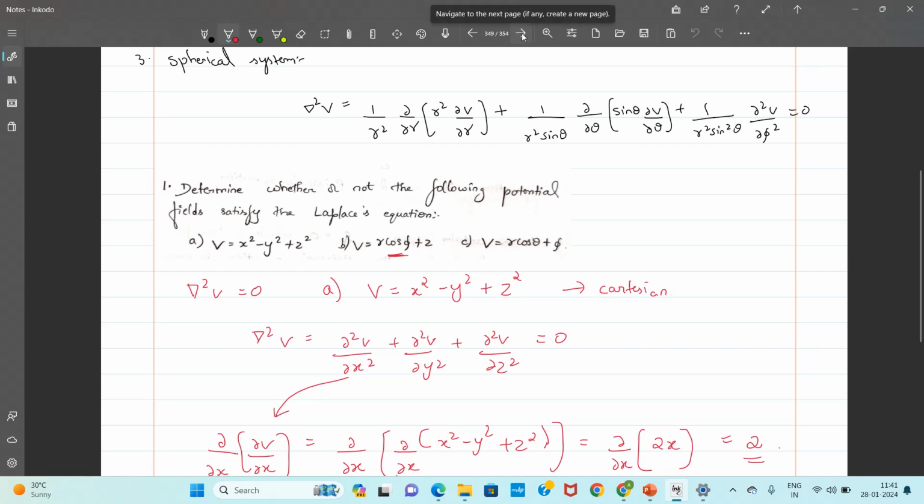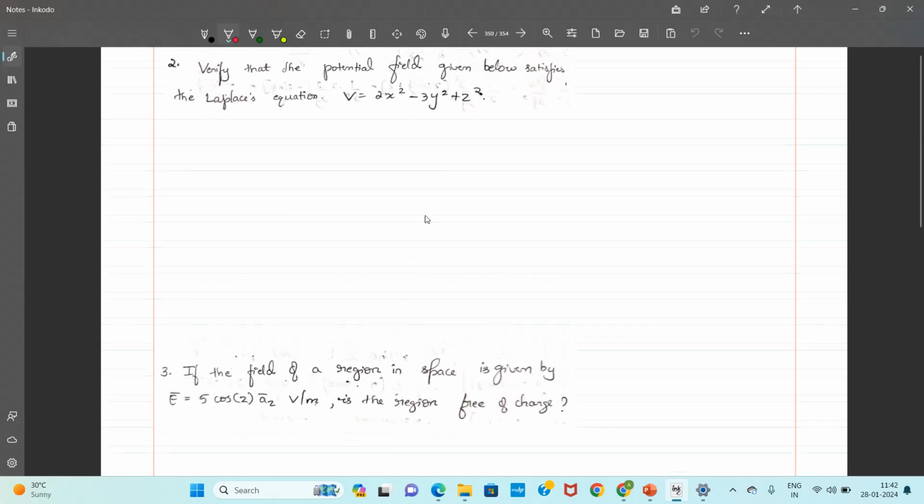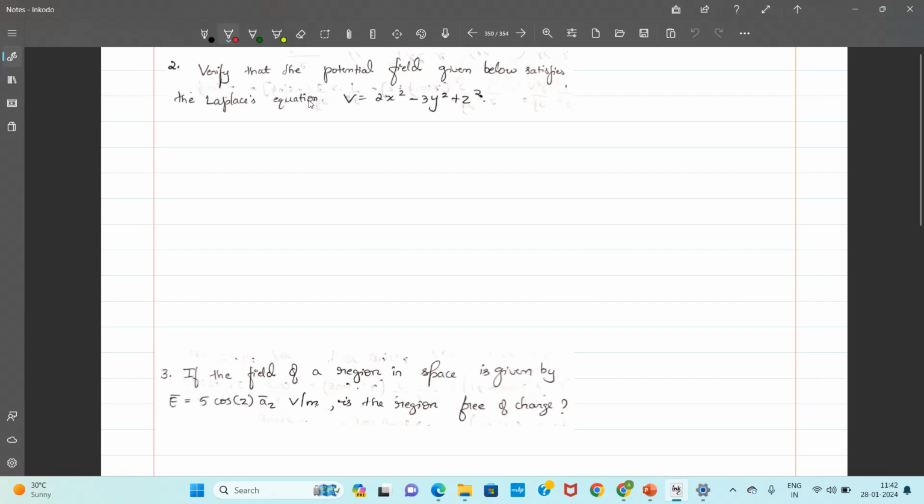Okay. So once you are done with this, complete this question, and then you can try this problem, second problem. Verify that the potential field given below satisfies the Laplace equation. The same as your previous question. As you can see, it is given x, y, z. X, y, z means it is Cartesian coordinate system. So use the equation for Cartesian coordinate system and solve this problem. Okay. The remaining problems I'll do in the next video.